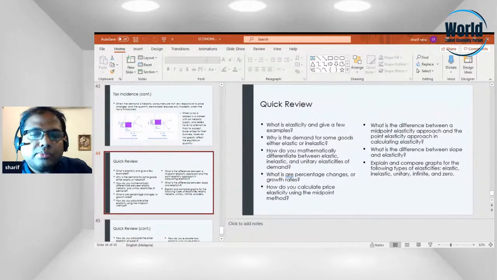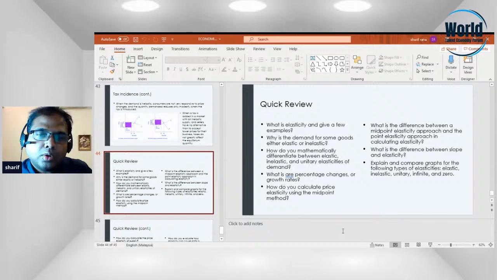So if we do some sort of review of these points, we can find many things. Number one, what is elasticity, and give a few examples. Two, why is the demand for some goods either elastic or inelastic? How do you mathematically differentiate between elastic, inelastic, and unitary elastic demand? What is a percentage change or growth rate? How do you calculate price elasticity using the midpoint method?